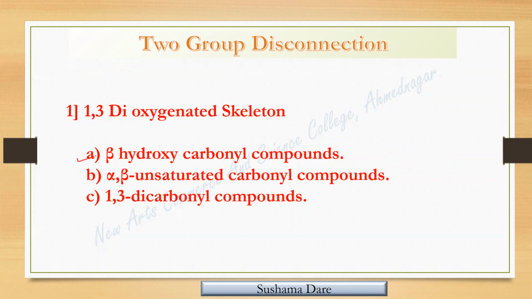In the previous lecture, we discussed beta-hydroxy and alpha-beta unsaturated carbonyl compounds. These two points we already discussed in the previous video. Now, in this video, I am going to talk about 1,3-dicarbonyl compound.